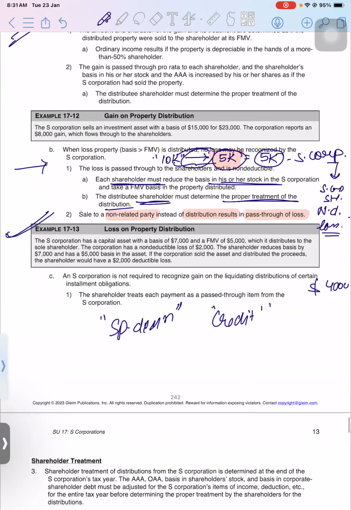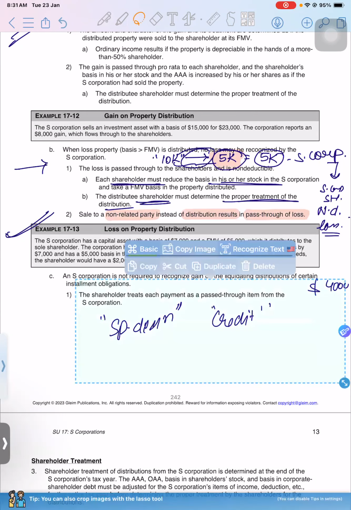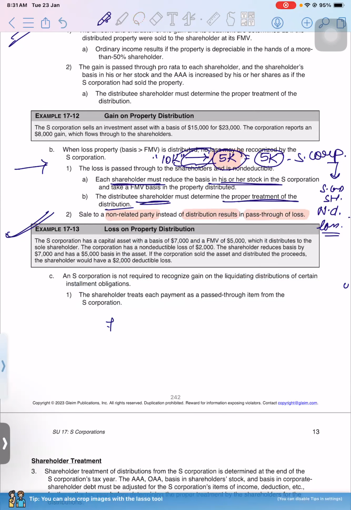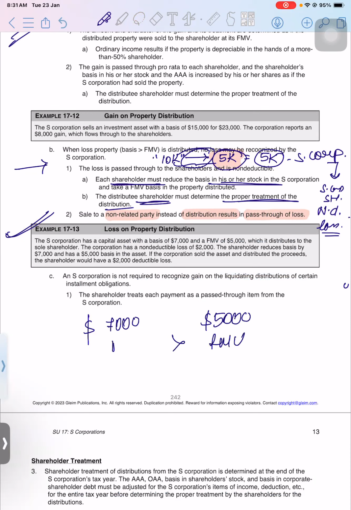Let's see one example, what it is mentioning. The S Corp has a capital asset with a basis of 7,000. Okay, what was the basis? 7,000. FMV is 5,000. So can I say FMV is less than the basis? So this is a depreciated property. First, you need to identify that. Which it distributes to the sole shareholder. Only one shareholder is there. The corporation will have a non-deductible loss of 2,000.